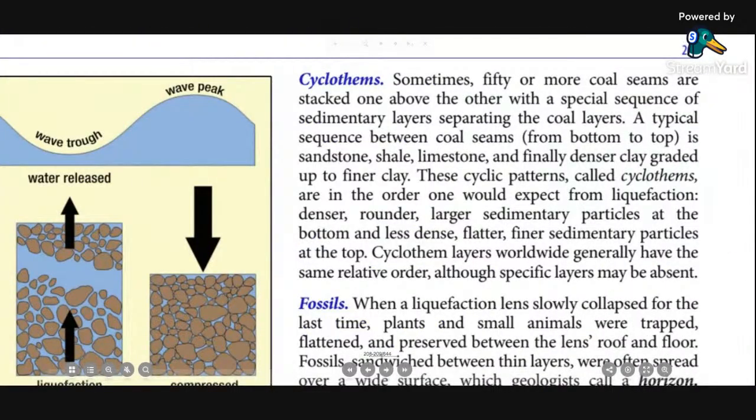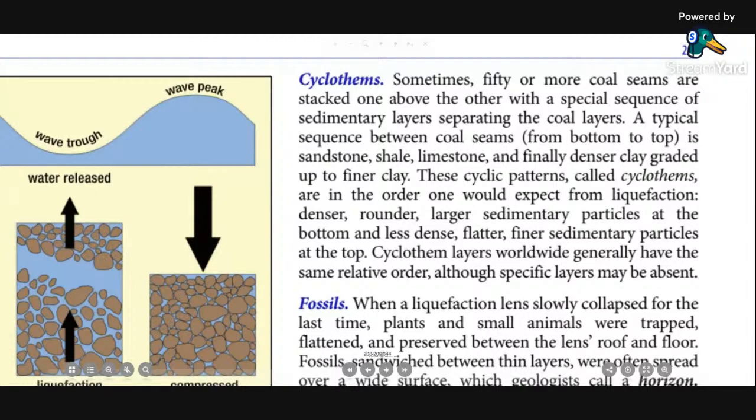Cyclothems. Sometimes 50 or more coal seams are stacked one above the other with a special sequence of sedimentary layers separating the coal layers. A typical sequence between coal seams from top to bottom is sandstone, shale, limestone, and finally denser clay graded up to finer clay.